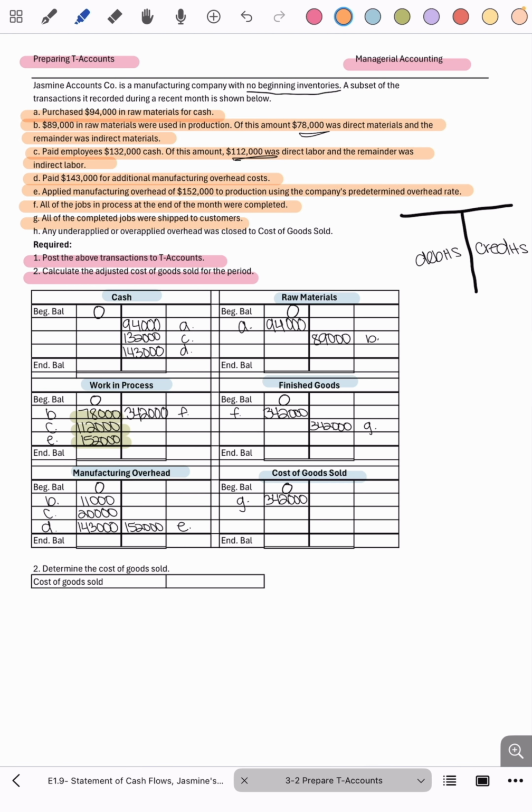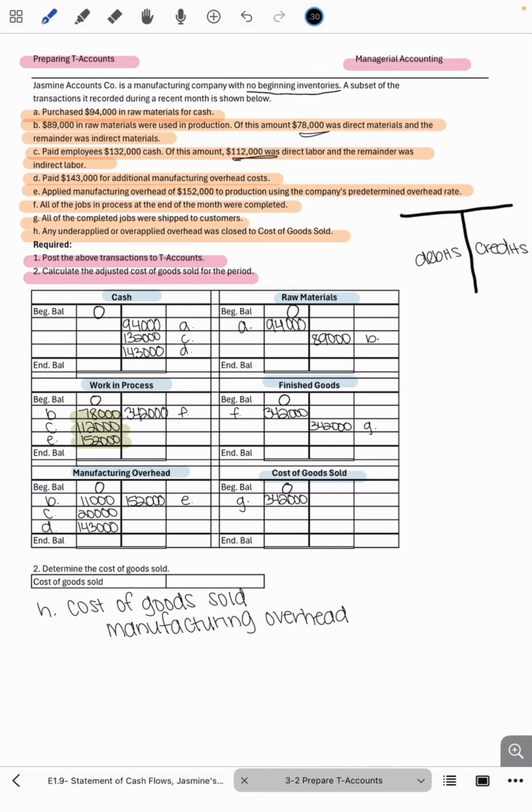And H says any underapplied or overapplied overhead was closed to cost of goods sold. So for H, we're going to be debiting cost of goods sold, and we've got to do some math for this one as well. And then we will credit manufacturing overhead. So what we're going to do to figure this out is we will be taking this, adding those together, and we'll subtract it by that.